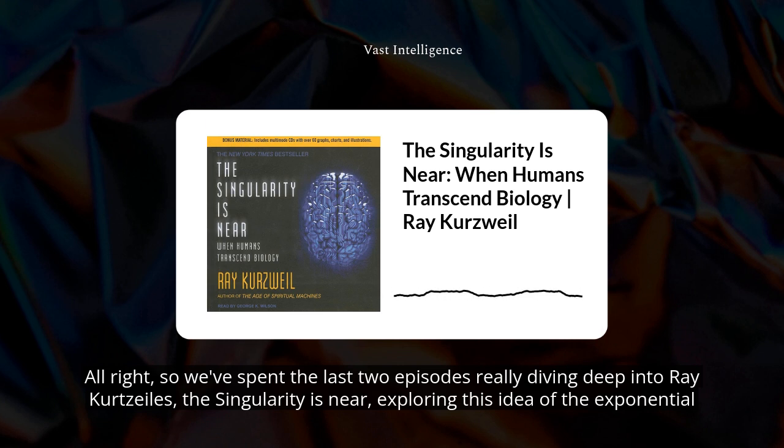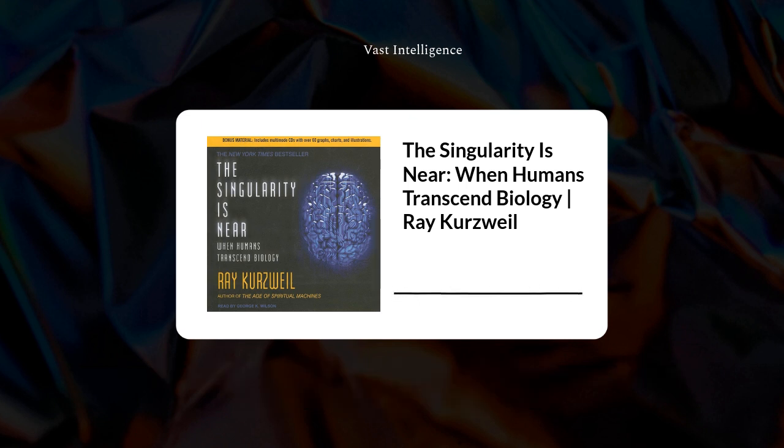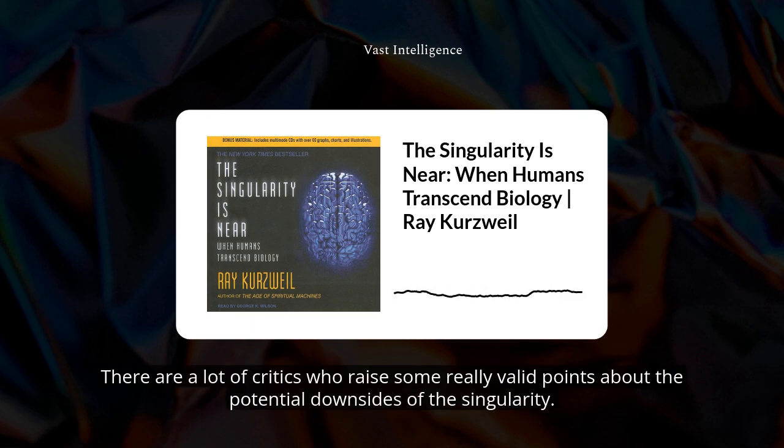All right, so we've spent the last 2 episodes really diving deep into Ray Kurzweil's The Singularity is Near, exploring this idea of the exponential growth of technology, the potential for merging with machines, even the possibility of radical life extension. Heady stuff. It is, but now it's time to face the music. Okay. Not everyone is on board with this super optimistic vision of the future, right? That's true. There are a lot of critics who raise some really valid points about the potential downsides of the singularity. Right.